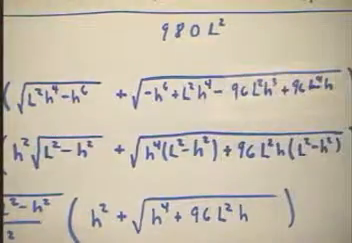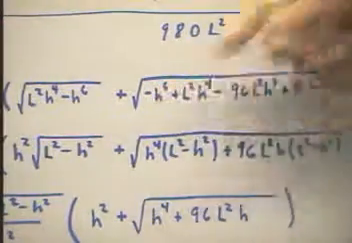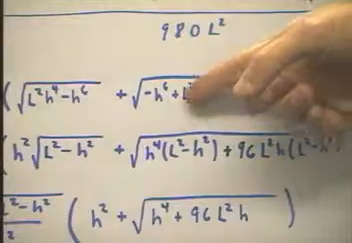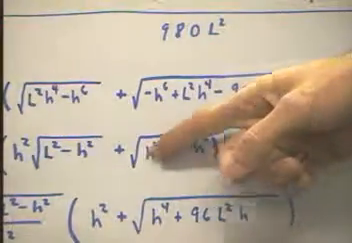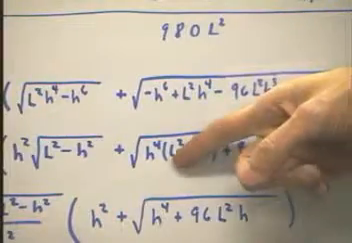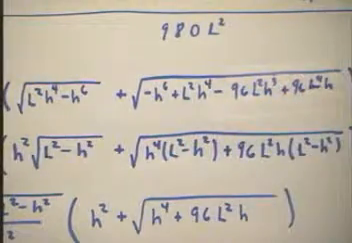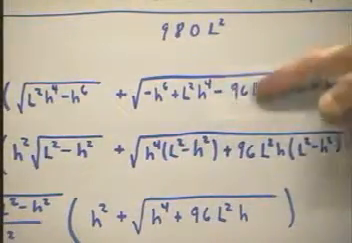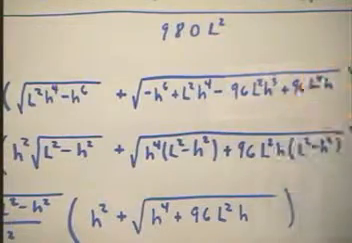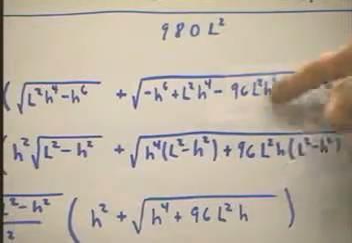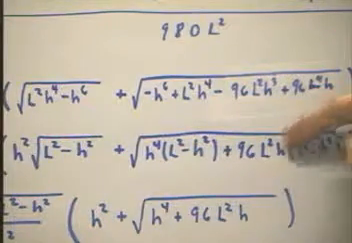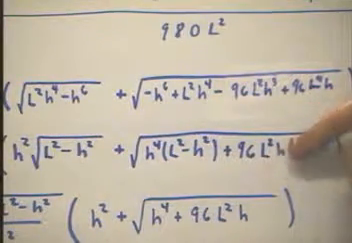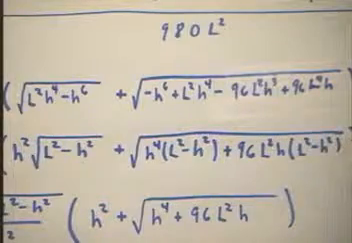Over here, these first two terms have an h to the 4th in common. So we're going to factor h to the 4th out of these two terms, and we're going to get L squared minus h squared. These terms have a 96 in common, so we're going to factor out the 96. They also have L squared h in common. Factor out the biggest power we can. And we get 96 L squared h times L squared minus h squared.